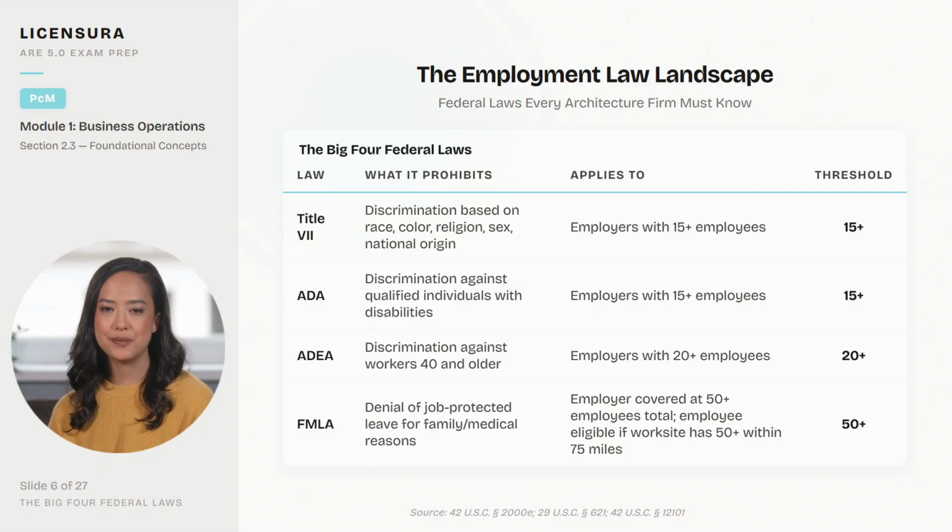The ADA prohibits discrimination against qualified individuals with disabilities, also 15 or more. The ADEA protects workers 40 and older from age discrimination. That one starts at 20 employees. And FMLA provides job-protected leave for family and medical reasons, 50 or more employees within 75 miles.